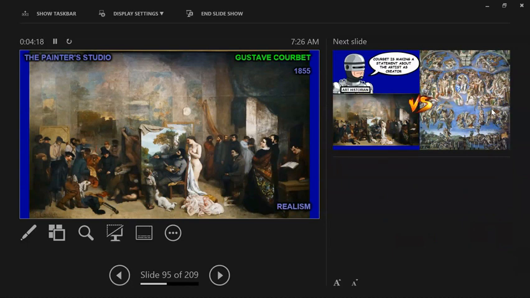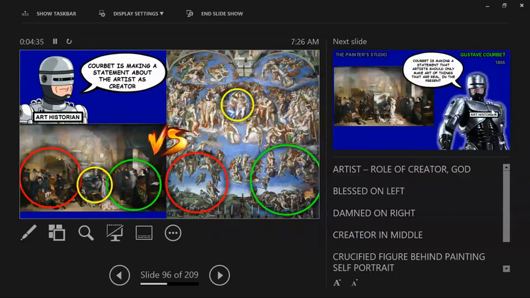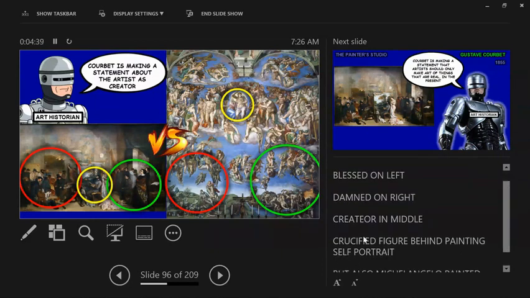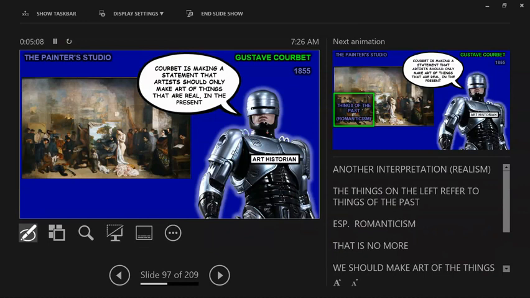All right, so this painting has often been compared to The Last Judgment. So on the left, we have the blessed that are going into heaven. And then we have the damned on the right. And then we have the creator in the middle. We even have a crucifixion. Let me get my pen. There's a crucifixion right here. So there's a bit of a reference to religious artworks. And it's said that that crucifixion is a self-portrait of Courbet, just like Michelangelo had a self-portrait right here. So some art historians think that Courbet is making a statement that artists should only make art of things that are real in the real world.